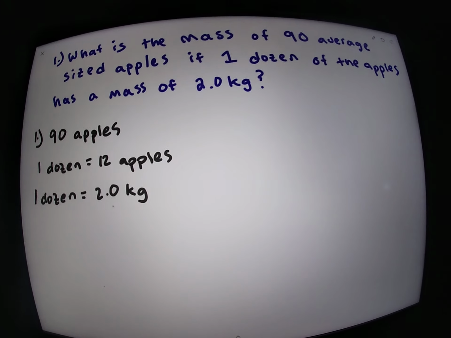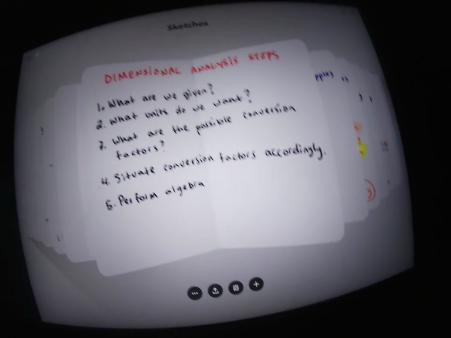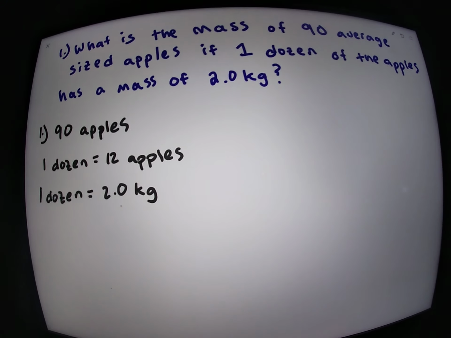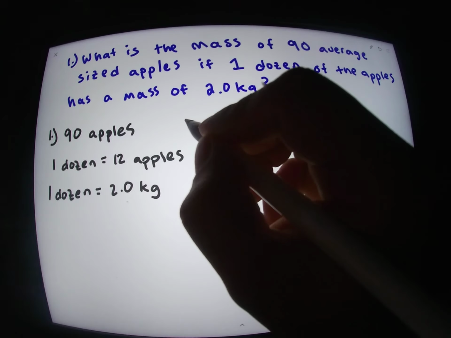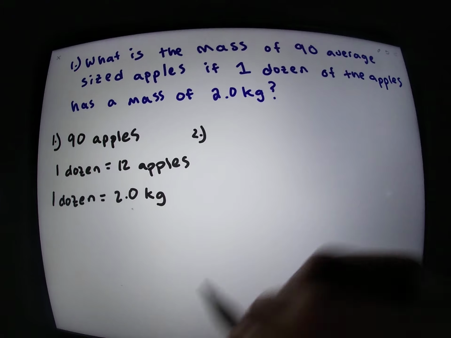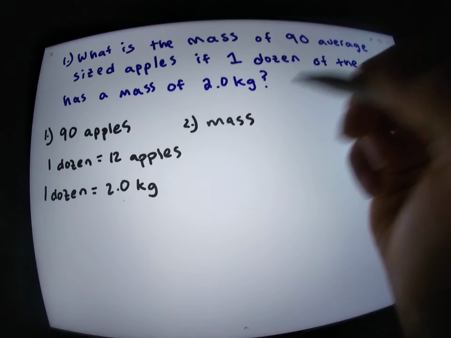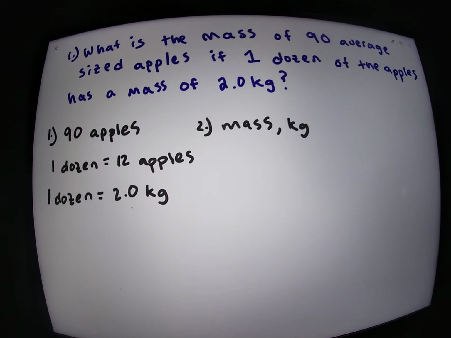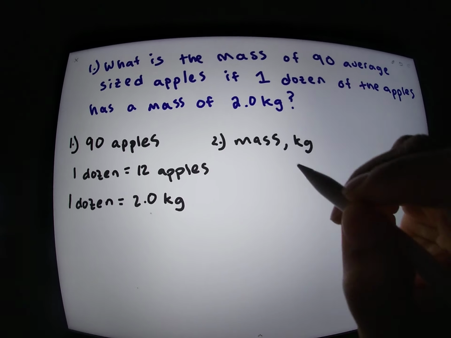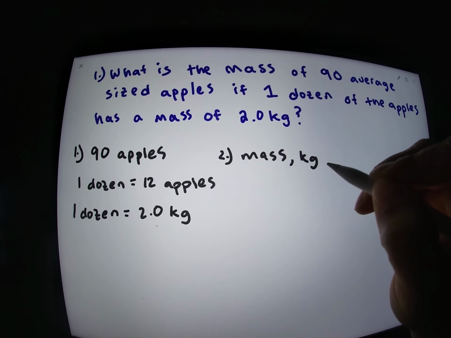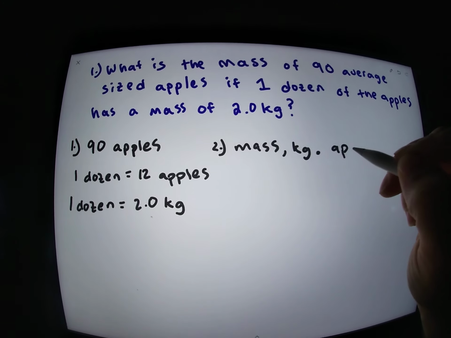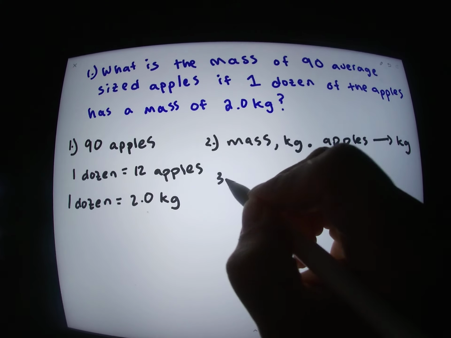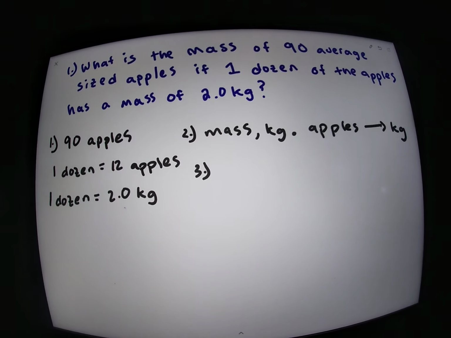Part 2 asks us now, what units do we want as a result? What do we want as an end product? We want to figure out mass, and mass in this case is going to be kilograms. So we want to go from apples to kilograms. Step 3, we're going to make those conversion factors.